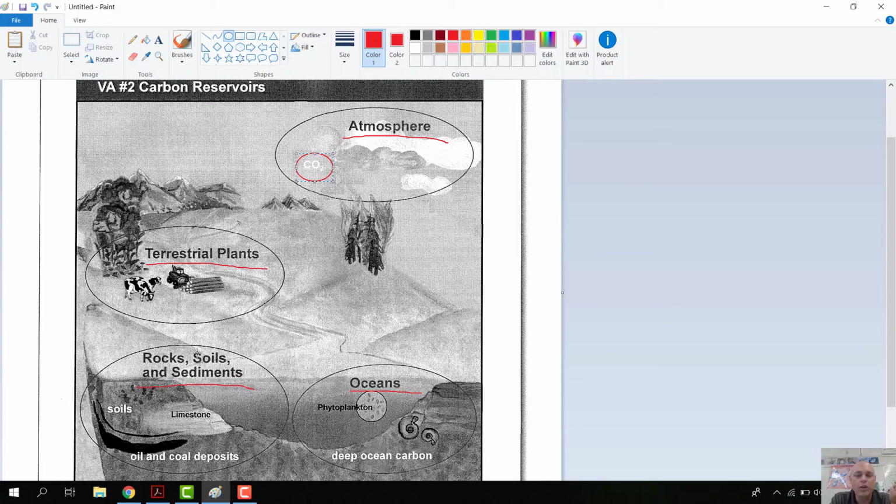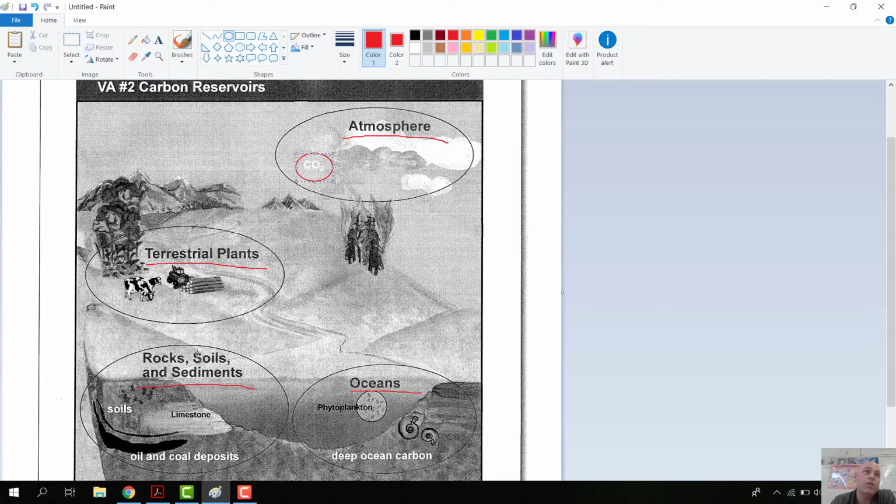And then the final one is going to be oceans. In the oceans, you're going to find it in phytoplankton primarily, but also you'll find it in some other sea creatures that have used the carbon to make parts of their body. So again, we're talking about carbon as a solid, not carbon as a gas or a liquid.